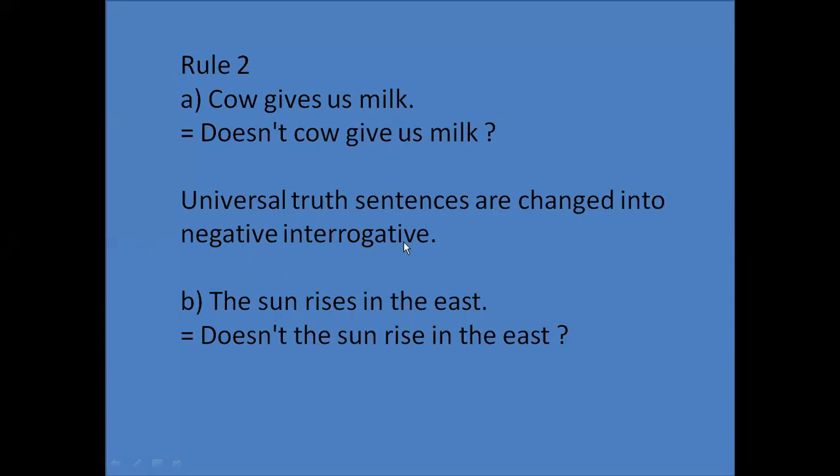Have a look. Dekhiye, beech wala rule hai. Baki do, aapka examples hai. Universal truth sentences are changed into negative interrogative. So universal truth sentence, aap likh rahe honge. Universal truth sentence, which is always true, unchanged, which cannot be changed. They are the universal truth sentences. So universal truth sentences are changed into negative by making them negative interrogative.